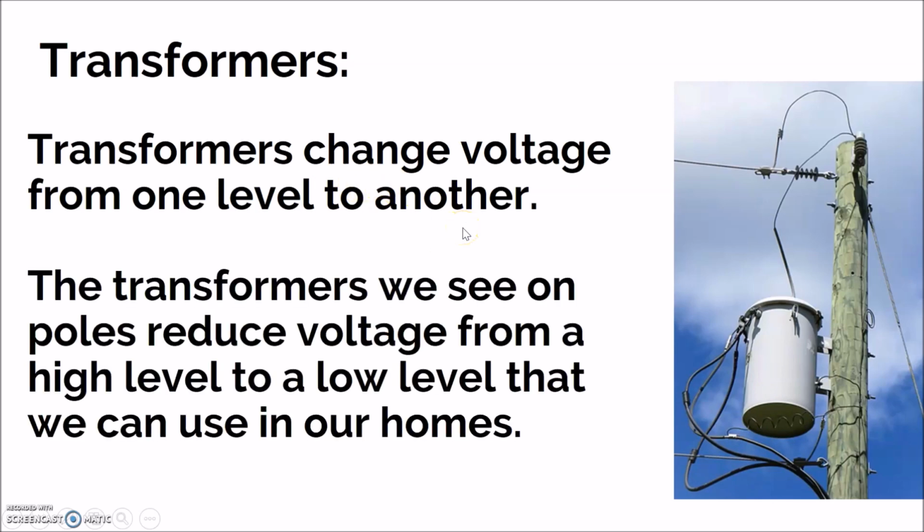The transformers we see on poles reduce the voltage from high to low so that we can use it in our homes. The transformers that we saw a minute ago on the power plants, those do the opposite. They change the medium amount of voltage that the generators are putting out into really high voltage that can be sent out through the power lines.